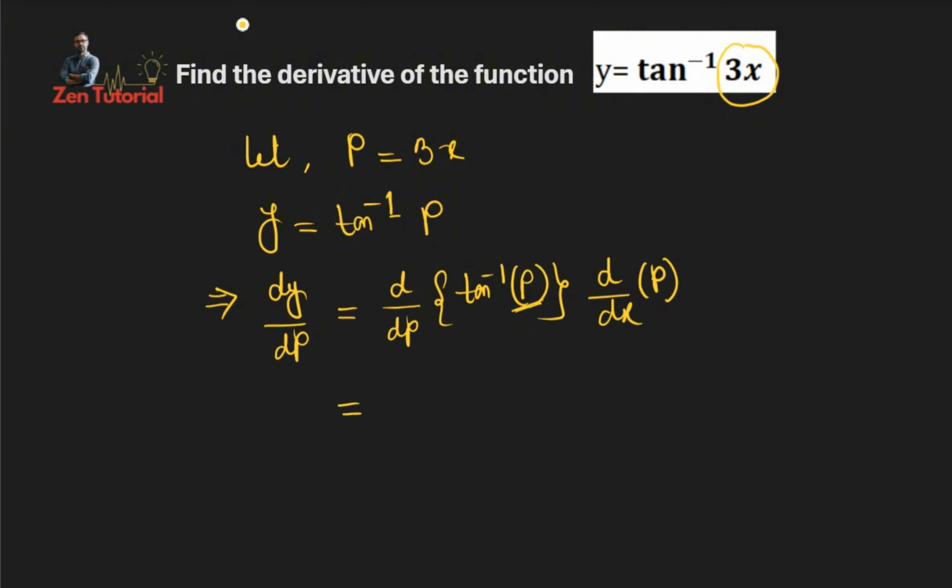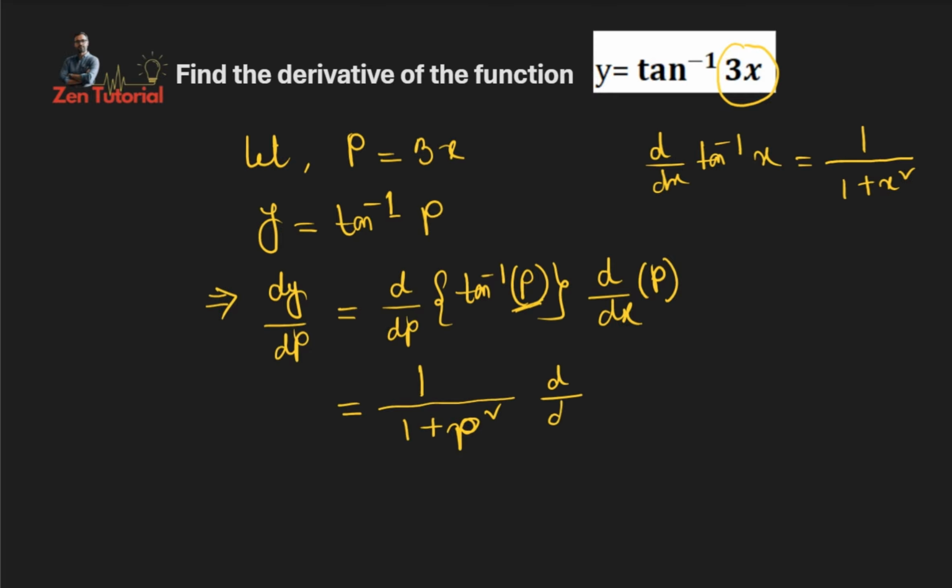Now we know that d over dx of tan inverse x, we just proved in the previous example, is 1 over 1 plus x square, right? Here actually instead of x, here is p. So what can we write? We can write down 1 over 1 plus p square, because here instead of x the variable is p, that's why p square, and d p over dx.